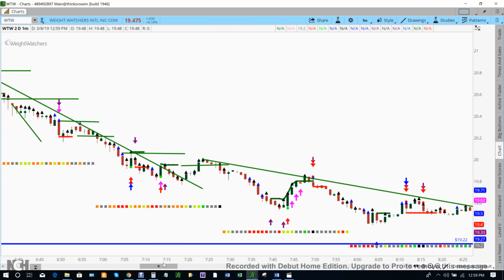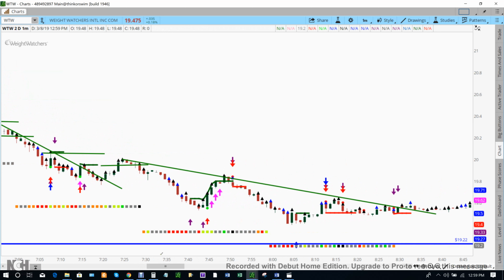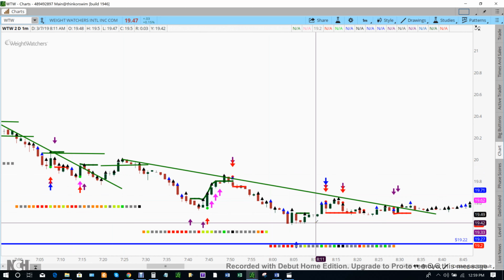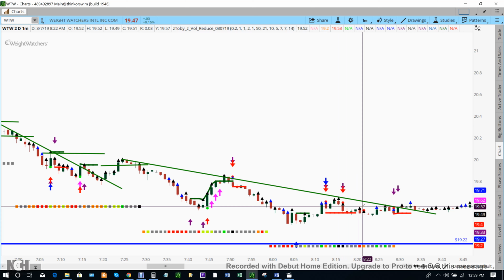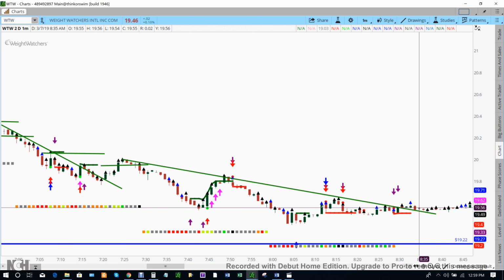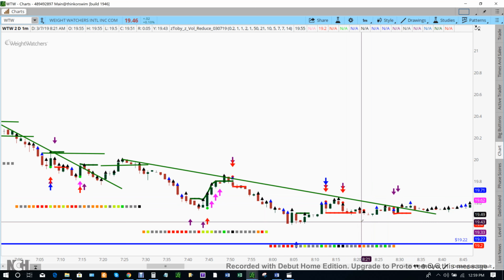Anyways, this would have been a really good trade. And you can see it going up and down, and now it's going sideways, right? So we probably would have gotten out here somewhere. That would have been a good day.